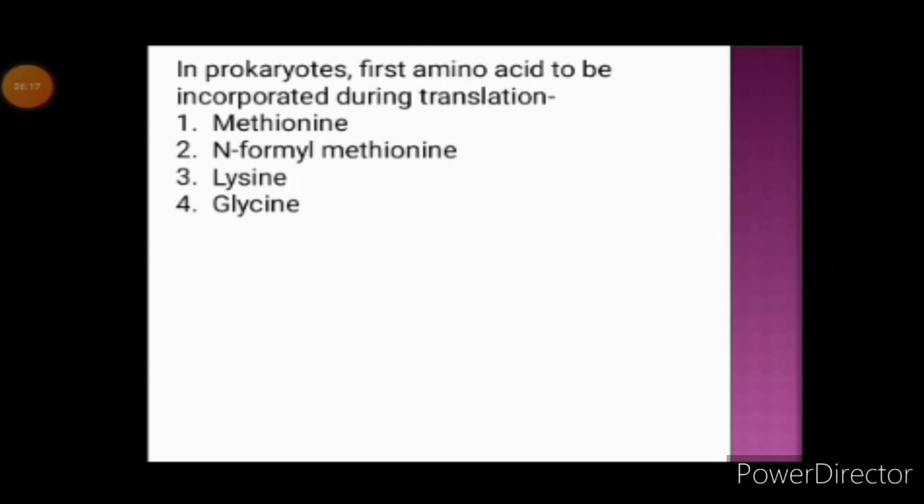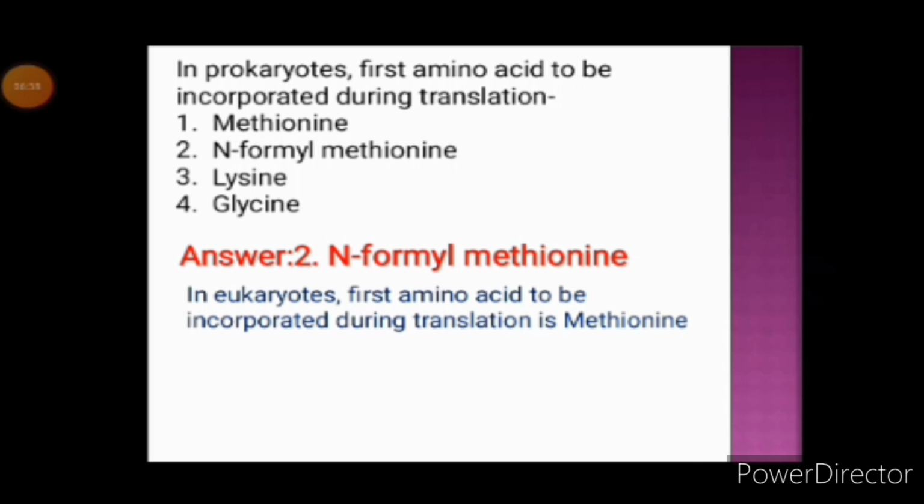Next question. In prokaryotes, the first amino acid to be incorporated during translation is option 1 methionine, option 2 N-formyl methionine, option 3 lysine, option 4 glycine. And the correct answer is option 2 N-formyl methionine. Whereas in eukaryotes, the first amino acid to be incorporated during translation is methionine.